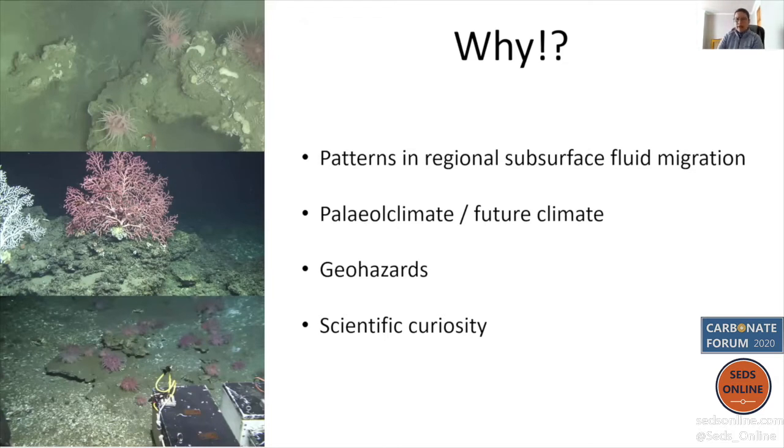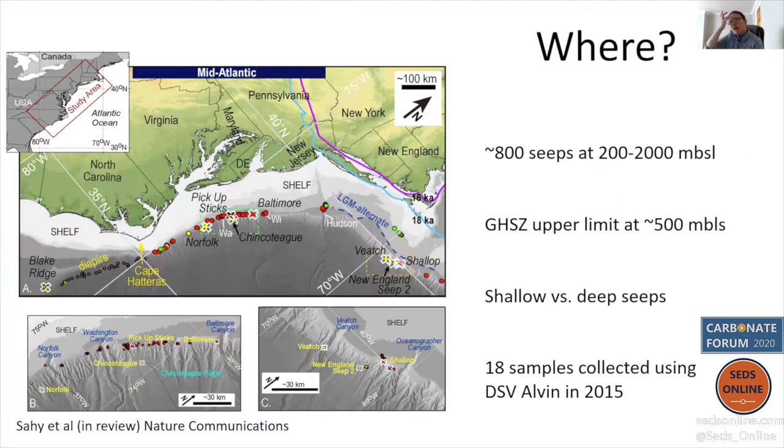I should clarify, however, that the sort of timescales I work on are still very much geological, so we are looking at tens of thousands of years, glacial-interglacial cycles, rather than the sort of 1, 10, 100-year timescales that are of more societal relevance. So our study area is a roughly 1,000 kilometer stretch of the US Atlantic margin from New England in the north to North Carolina in the south.